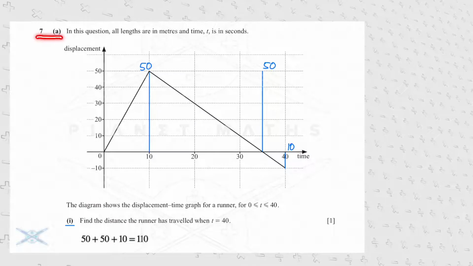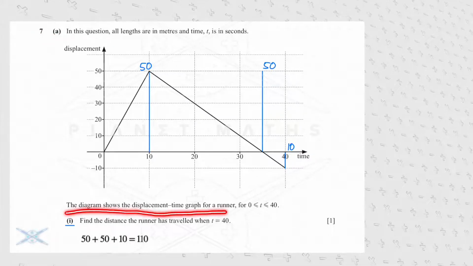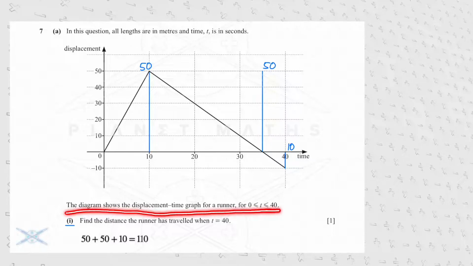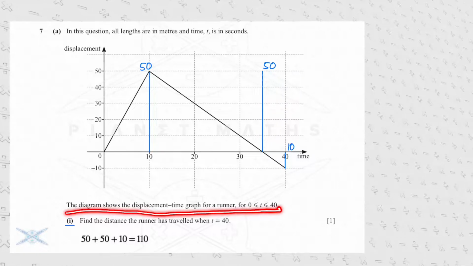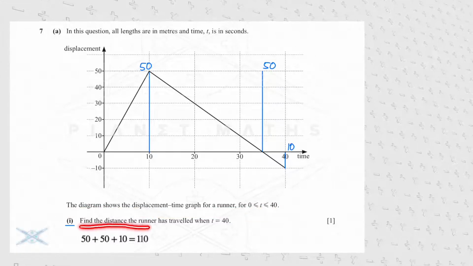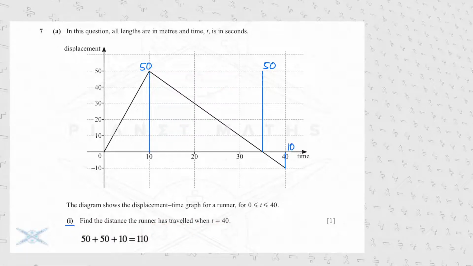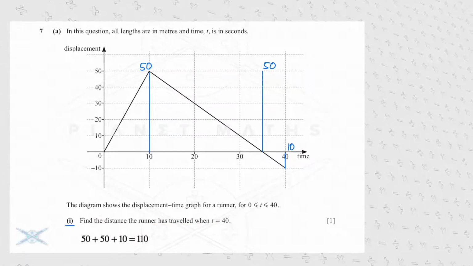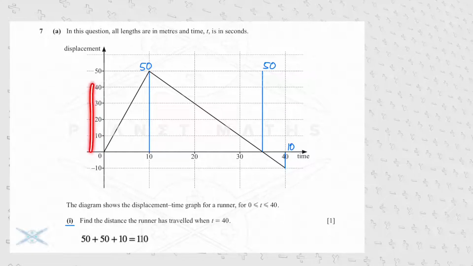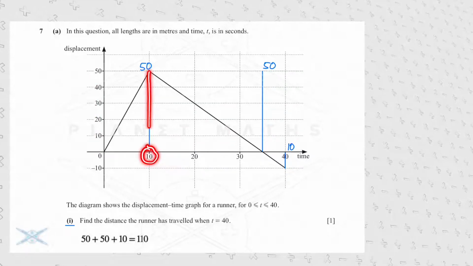In exercise 7a, we are provided with a diagram that shows the displacement time graph for a runner, whereby the value t can contain all of the values between 0 and 40 included. Part 1 of the exercise requires from us to find the distance the runner has traveled when t equals 40. To do this, we simply follow the movements of the graph along the y-axis. So after t equals 10, the runner has traveled 50 meters.